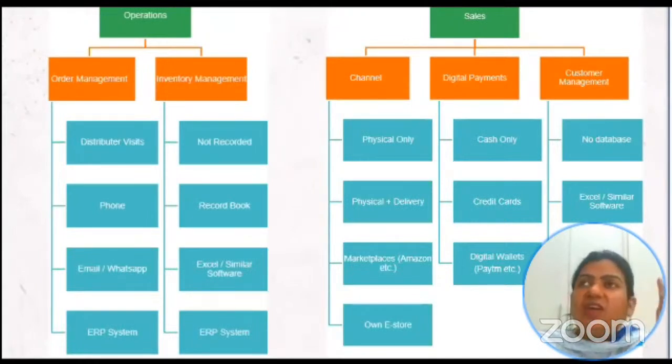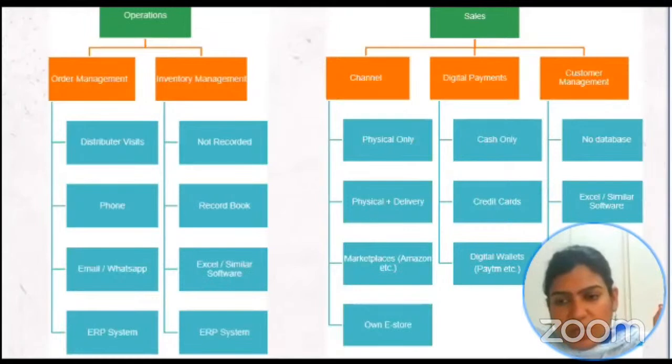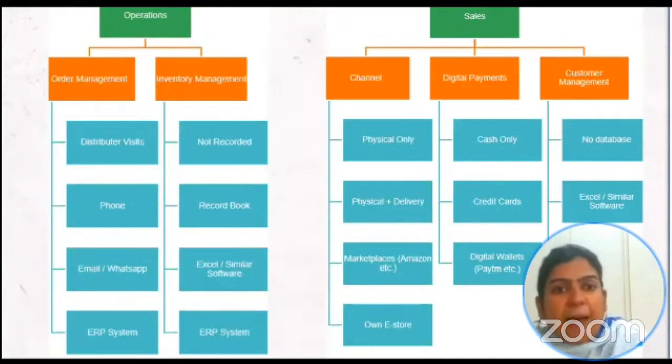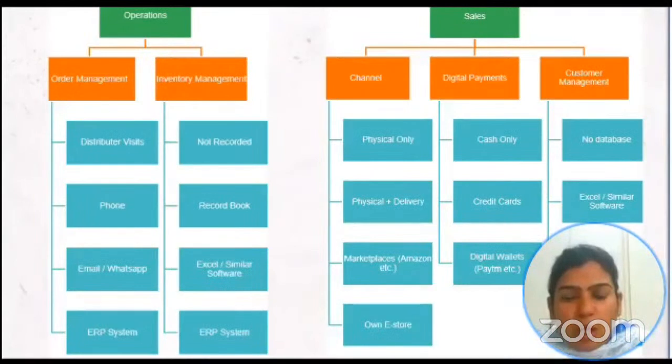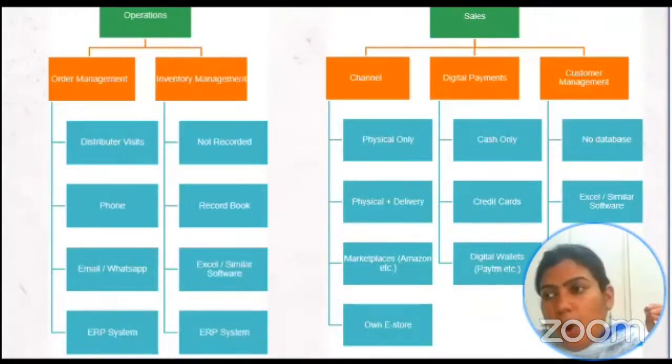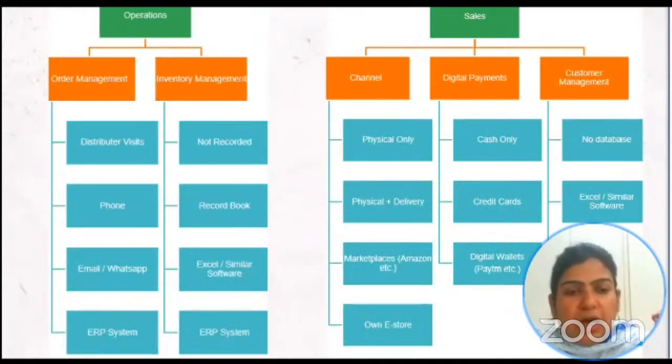We always have that fear that I don't want my other distributor to know what distributor A is doing with me. I'm giving him a credit of this much, but I don't want distributor B to know that. That won't happen if you have a proper mechanism in place. And you can do that just by the login of an OTP.